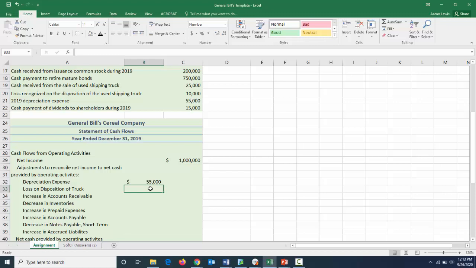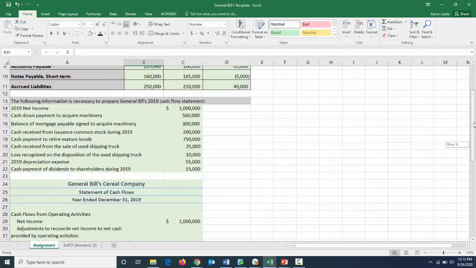So for losses and gains, you do the opposite of what you did on the income statement. This loss would have decreased net income. Well, we're going to add it back in. If we had a gain, we would subtract it out.